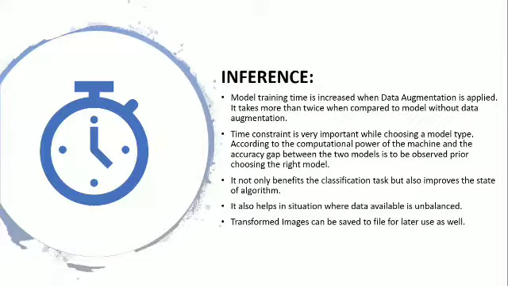Next, since we've always been talking about timing and how long it takes, there's one thing we can do. We can actually transform images and save them to file so that we can use them later. This can be one way of saving time. So these are the inferences we have got.